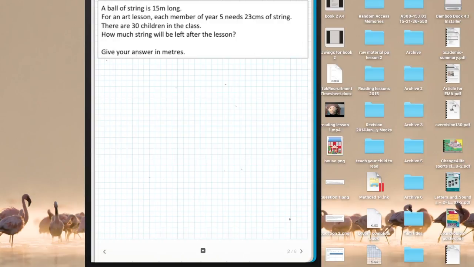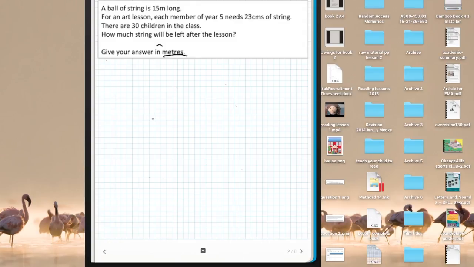Question 2. A ball of string is 15 metres long. For an art lesson, each member of Year 5 needs 23 centimetres of string. There are 30 children in the class. How much string will be left after the lesson? Give your answer in metres. So this is very important. We've got to give our answer in metres.